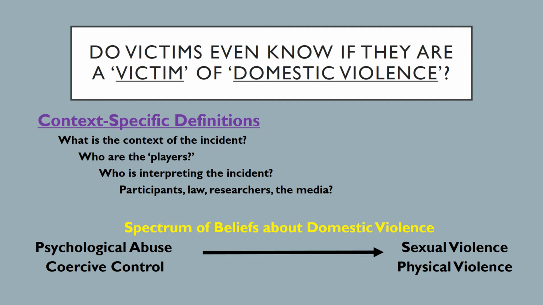Are we interpreting the incident by the letter of the law? Have the perpetrator's actions actually achieved a certain threshold to make it a crime? Are these researchers who are collecting data to look for other, more subtle indicators of domestic violence that may not even be, quote unquote, illegal? Is it the media trying to write a story and create a background about what's going on? All these things are going to change how we define the incident.